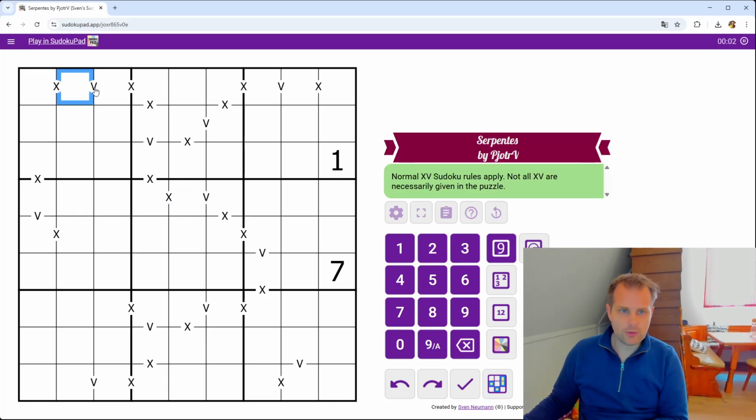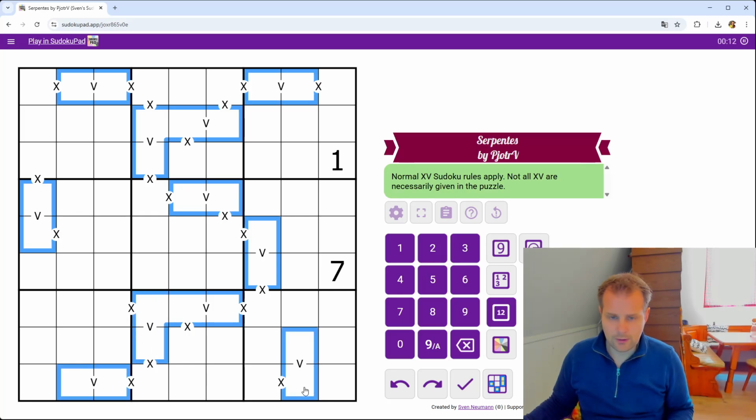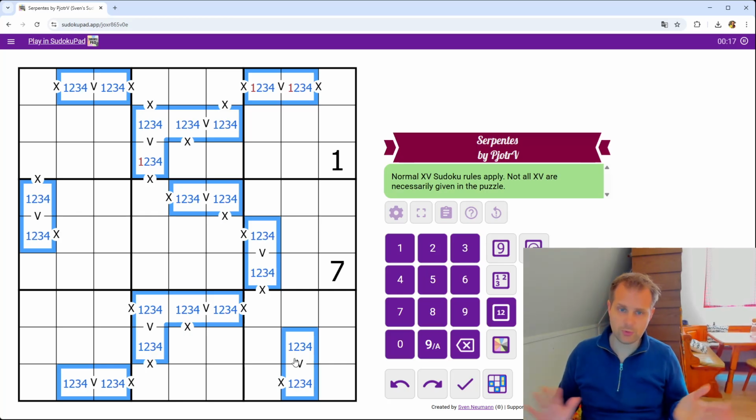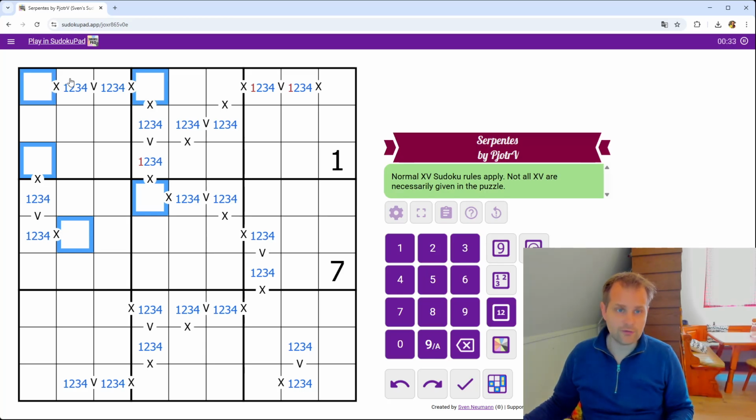Okay, so we have the Vs. Well, what we know about Vs is that they contain the digits 1, 4 or 2, 3. That's the only possible way to make a V. A Roman V is of course a 5, and a Roman X is 10. So what we do know is that if they are adjacent to a 1, 2, 3, 4, then they contain a 6, 7, 8 or 9.